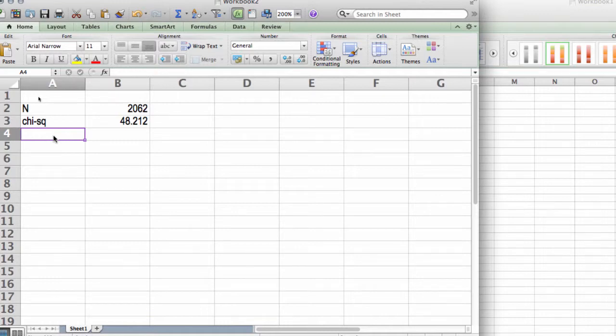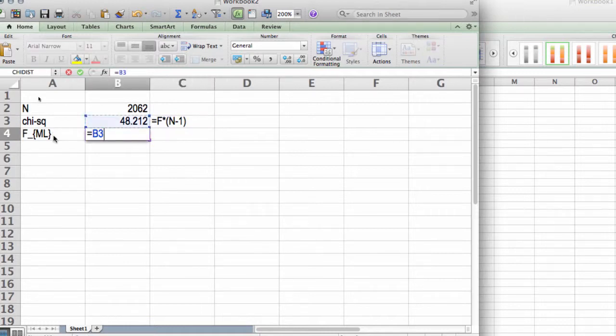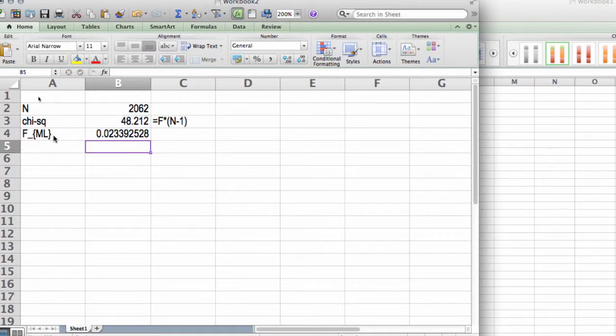Now, I can actually calculate the discrepancy function. The chi-square equals f times n minus 1. So if I divide this value by 1 less than the sample size, I actually get my FML.